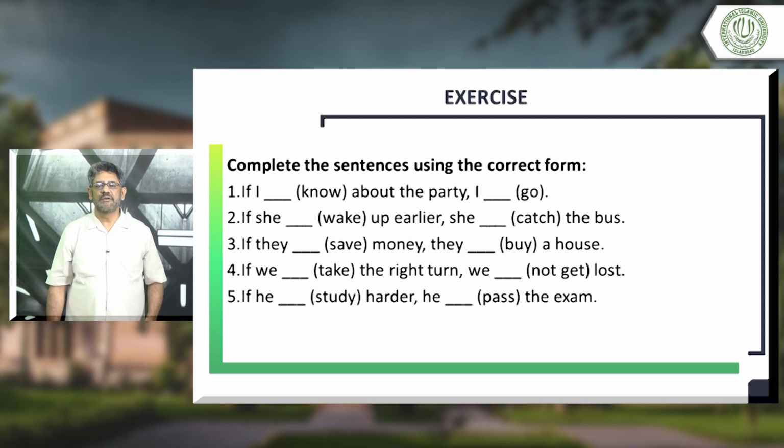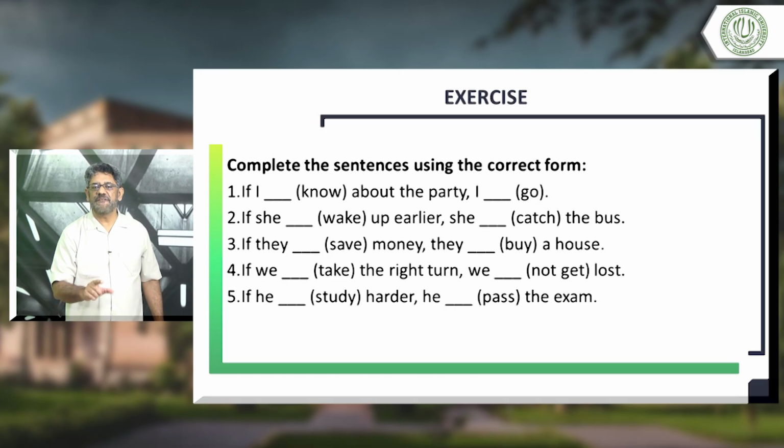Number 1, if no, what would you say? If I know? No, wrong. If I knew? No, wrong. If I would know? No, wrong. Then if I had known, we are using the past perfect. I'll explain a bit again.